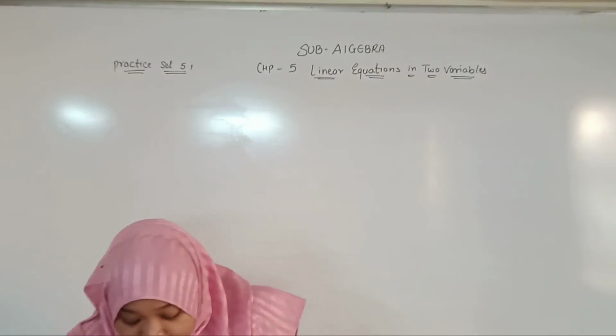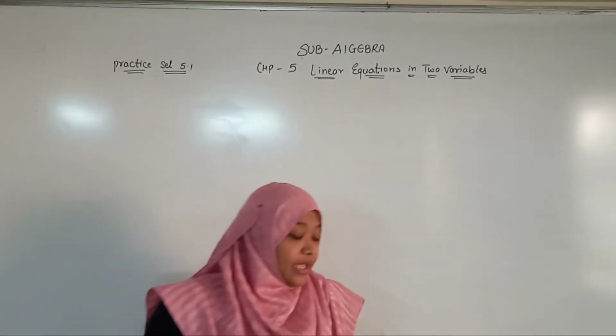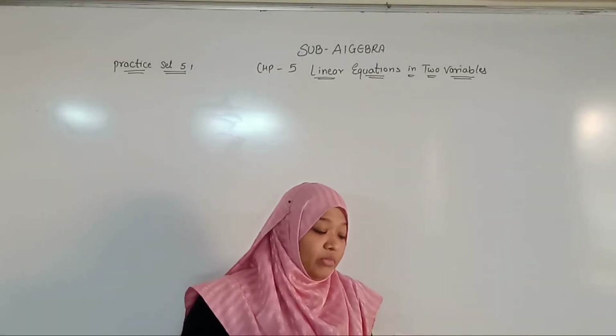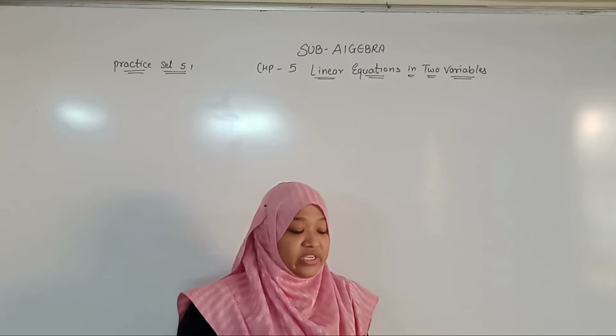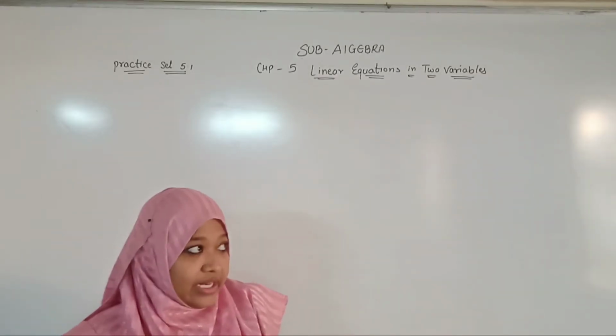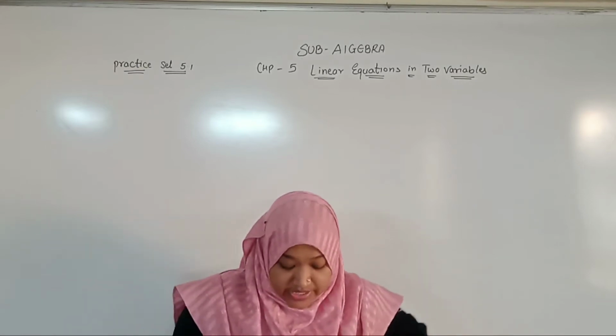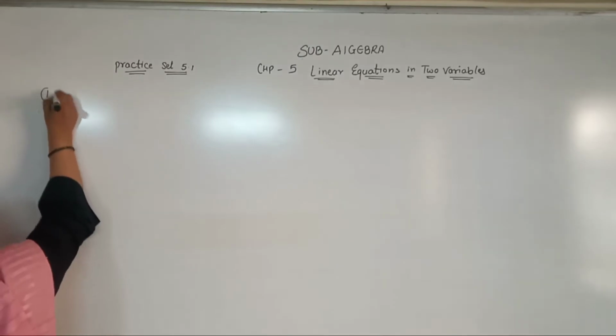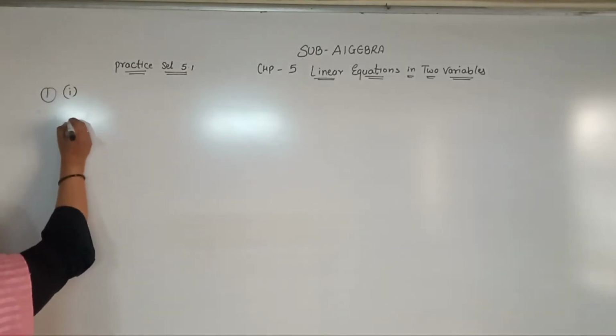Now students, the very first question is: using the variables x and y, form any 5 linear equations in two variables. You have to take x and y and form any linear equations. So our first question is to make 5. I should write the 5.